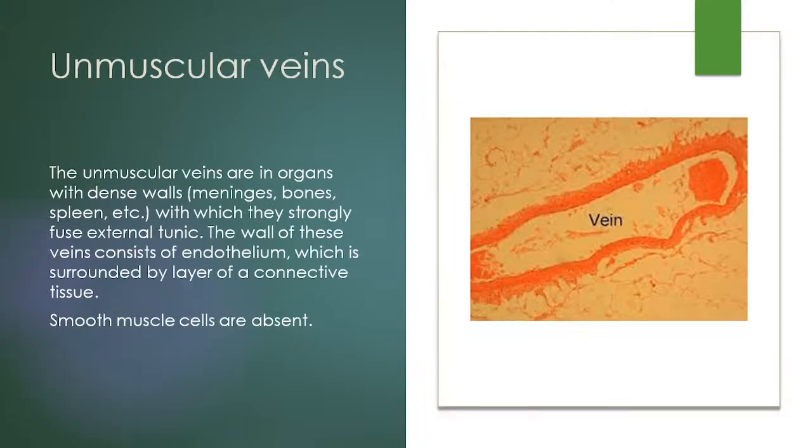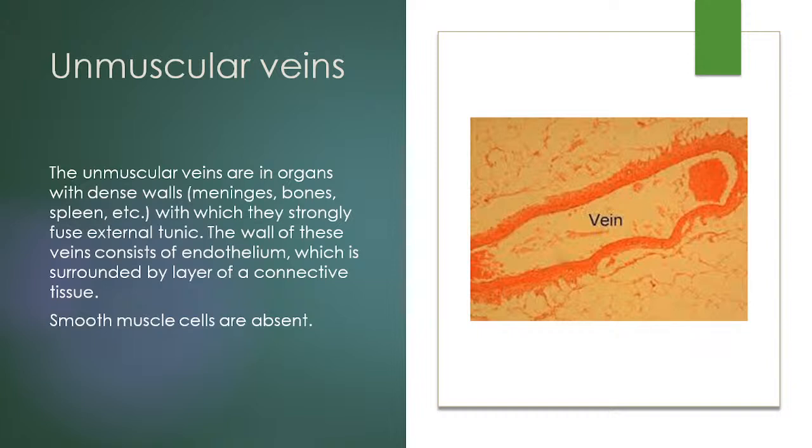Let's begin with unmuscular veins. The unmuscular veins are in organs with dense walls, for example meninges, bones, and spleen, with which they strongly fuse their external tunic.